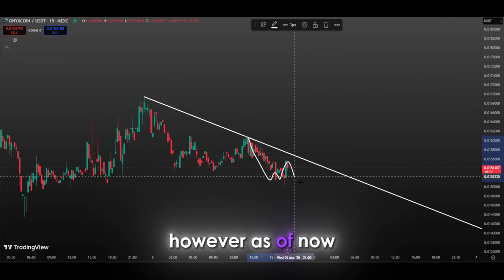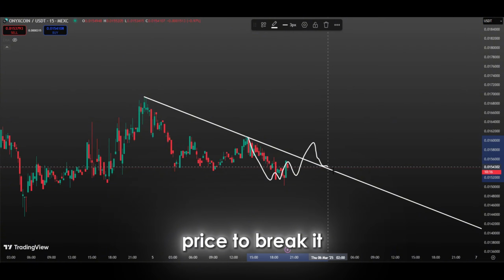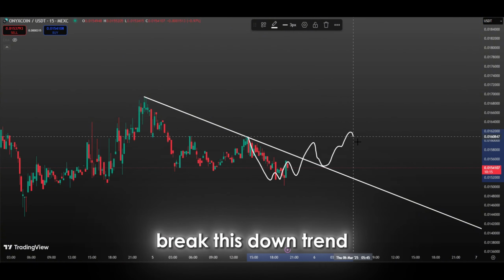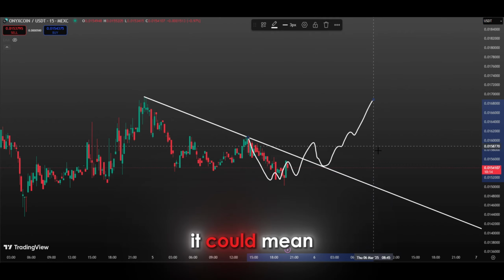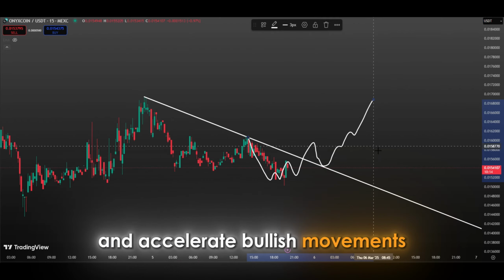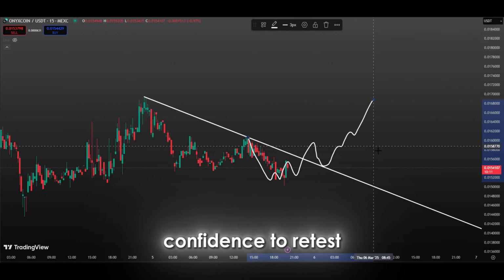However, as of now, the price is close to this trend line again, and it is crucial for the price to break it. If the price is able to break this downtrend to the upside and hold above it after the breakout, it could mean a change in the market structure and accelerate bullish movements. Because the break of downtrends usually indicates that the market is starting to change direction and buyers are gaining strength. And of course, it is also very important for confidence to retest after the breakout.